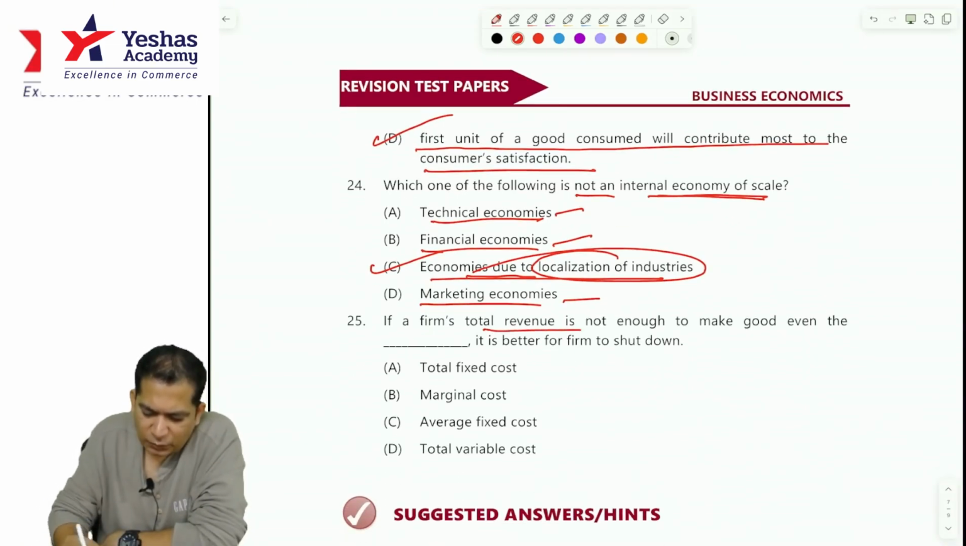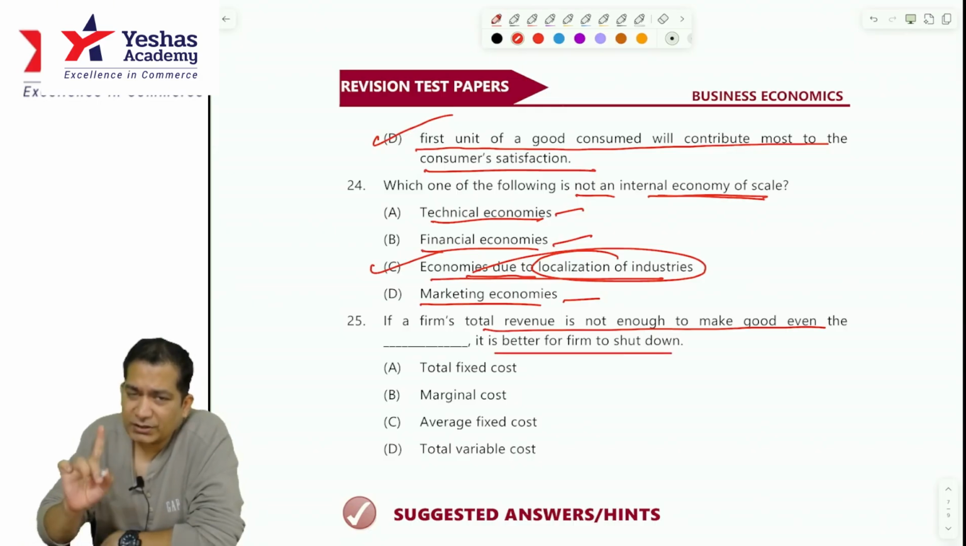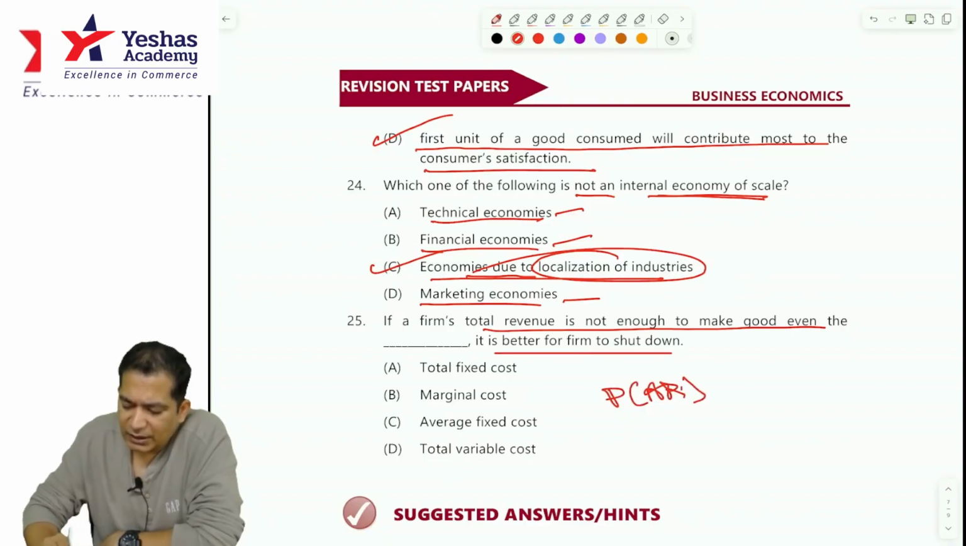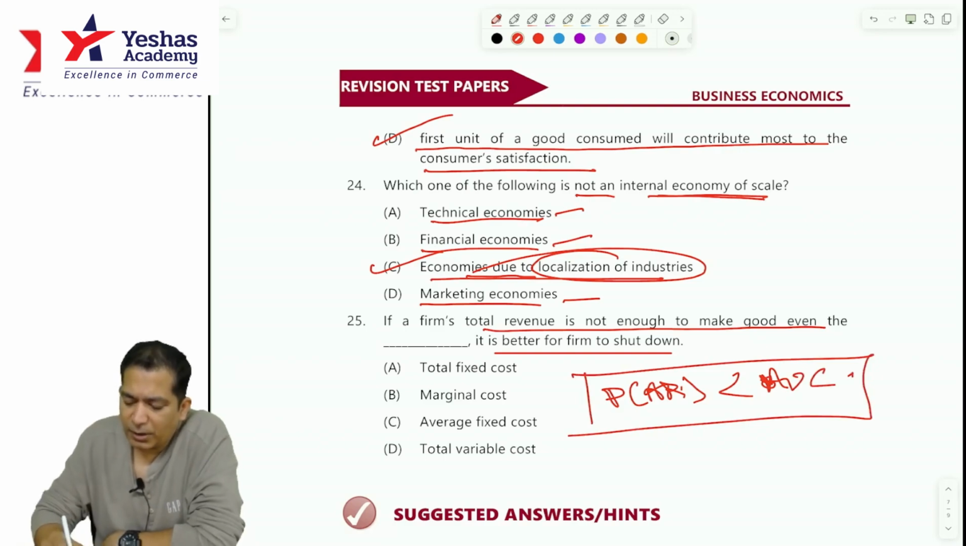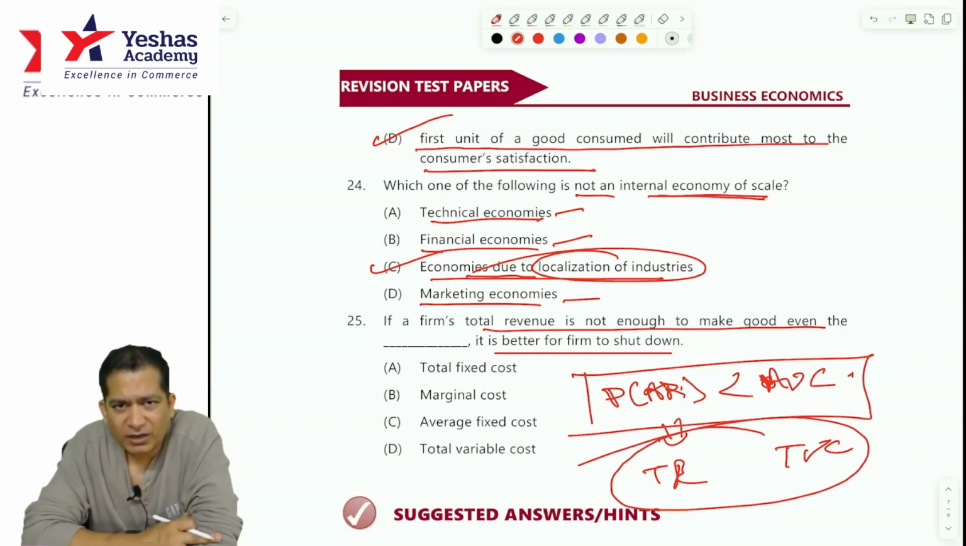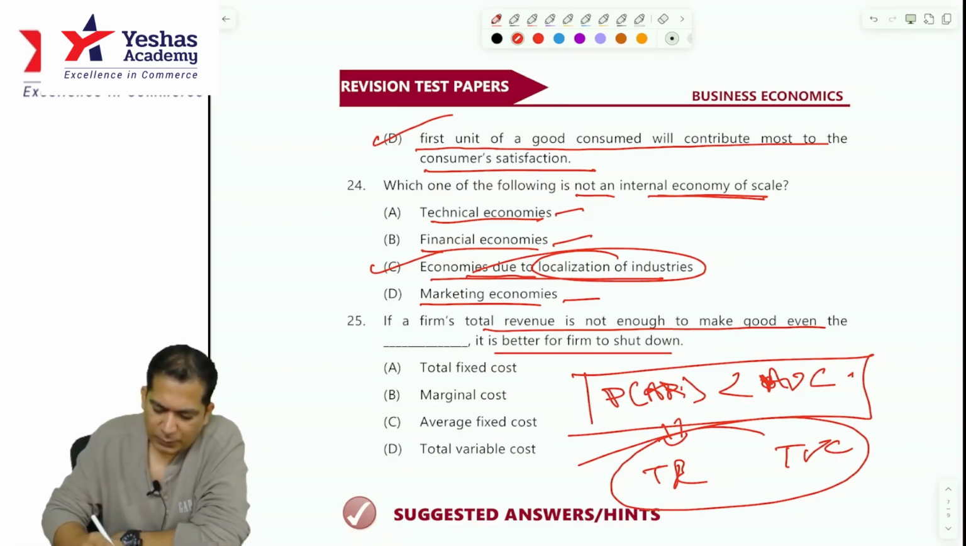If a firm's total revenue is not enough to make good even dash, it is better for the firm to shut down. So the question is, in the short run, we have studied that when price or AR is less than AVC, you should definitely shut down. But if you take it to the total, that price AR will become TR, and average variable cost will become total variable cost. It means from your revenue, if you are not able to recover even your total variable cost, then you should definitely shut down. So the option is D.